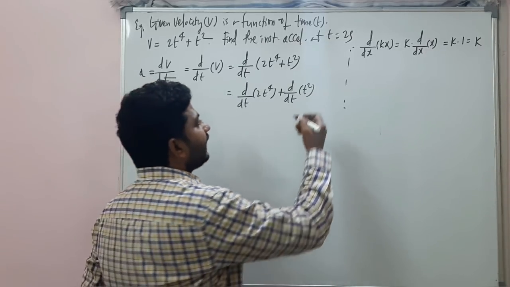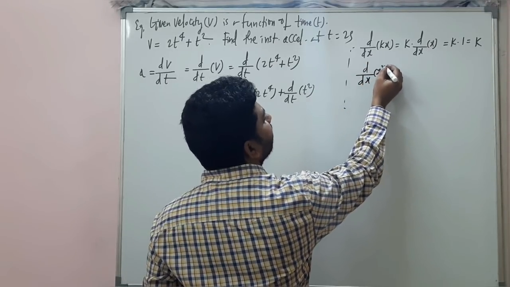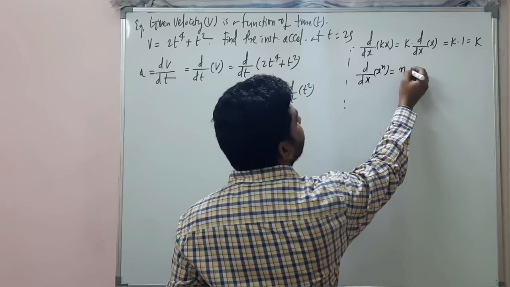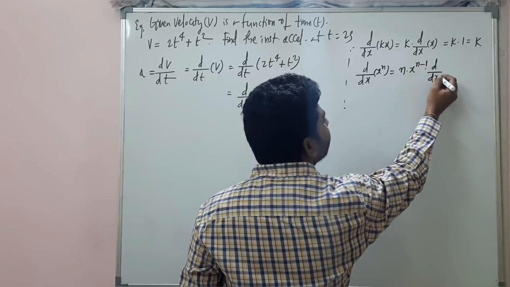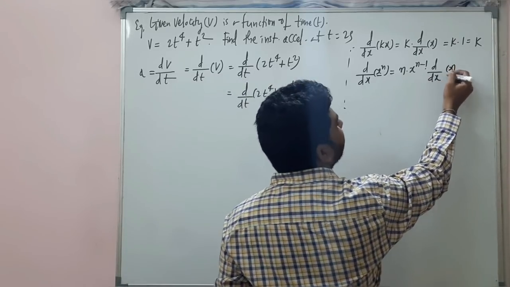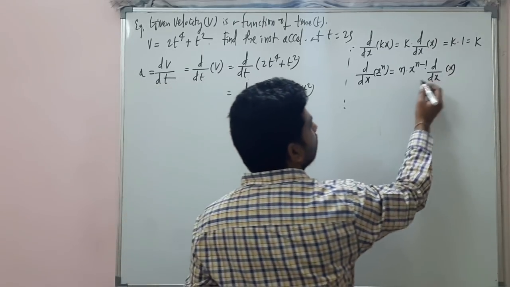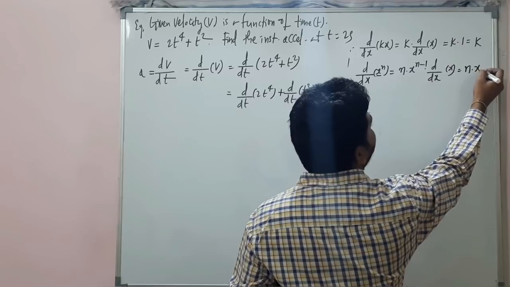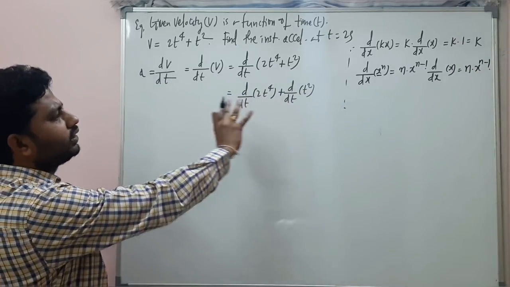So here, another formula: d by dx of x to the power n is equal to n into x to the power n minus 1 into d by dx of whatever is mentioned here. So d by dx of x. Okay, d by dx of x is 1. So n into x to the power n minus 1. Right? These two formulas only are used here.